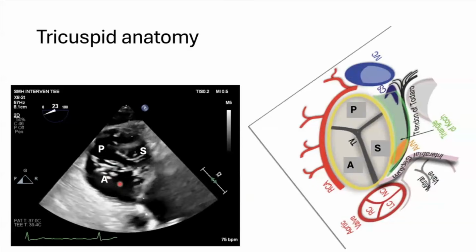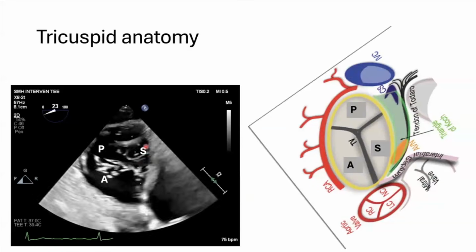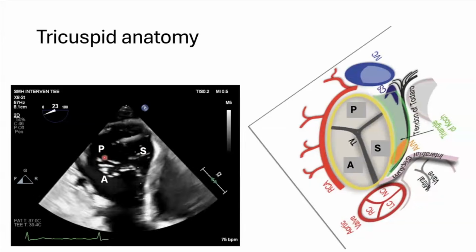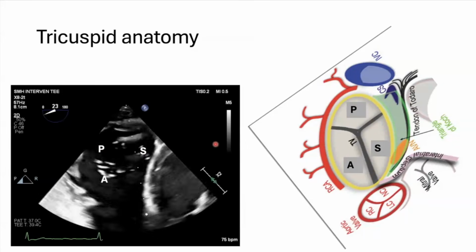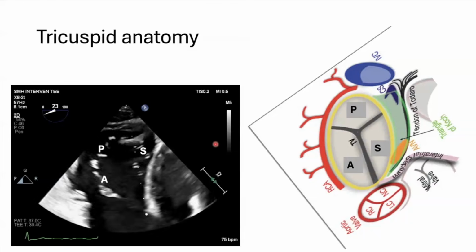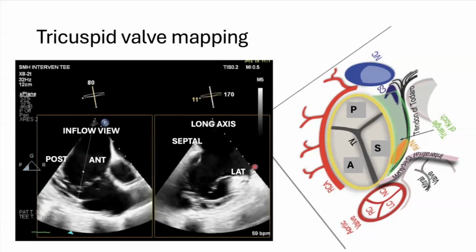This is an example of tricuspid valve anatomy. It typically has 3 leaflets, an anterior leaflet here, a septal leaflet near the septum, and then a posterior leaflet here. In truth, we know that patients can have anywhere from 2 to 5 or more leaflets as we better understand the tricuspid valve, but the typical configuration is shown here.